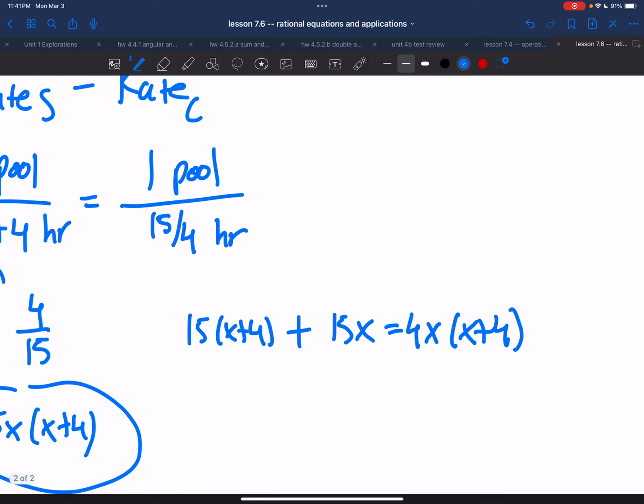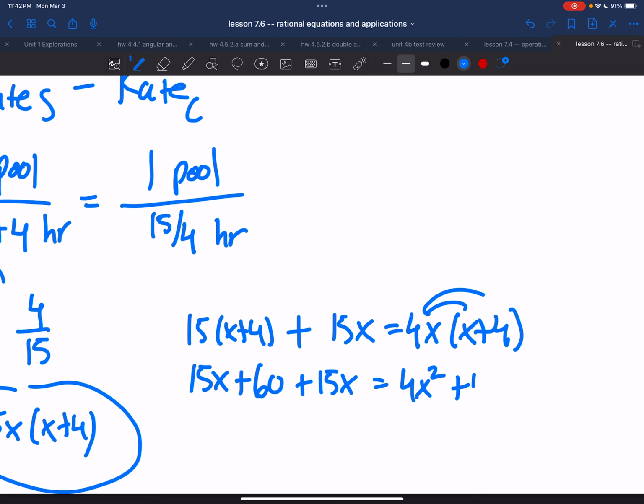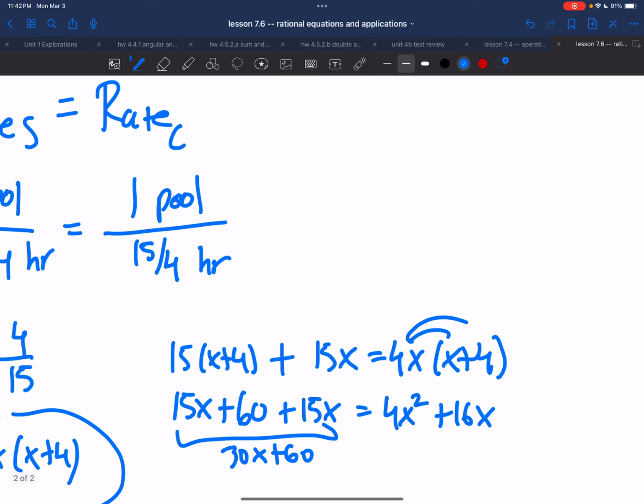So let's distribute and combine like terms. 15x plus 60 plus 15x equals 4x squared plus, because that distributes here, 4x times 4 is 16x. Okay, so the left side is 30x plus 60, which if you subtract that to the right side becomes 4x squared. 16 minus 30 is negative 14x. And then you subtract the constant 60 to the right side. This is all set equal to 0.